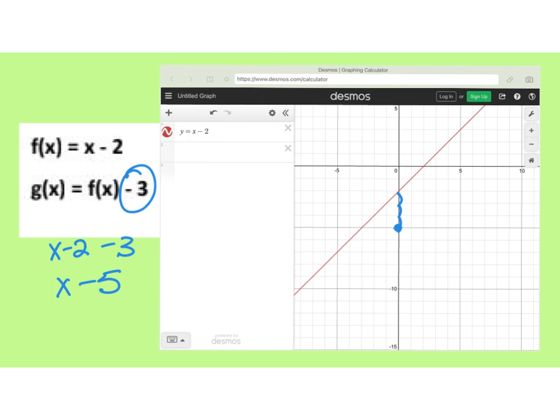So when I go to graph this, y equals, there it is, right through that -5. Of course, I accidentally shifted the graph a little bit. And there it is. So you can see here, in this case, once again, we went down 3 units. So it's a translation down.